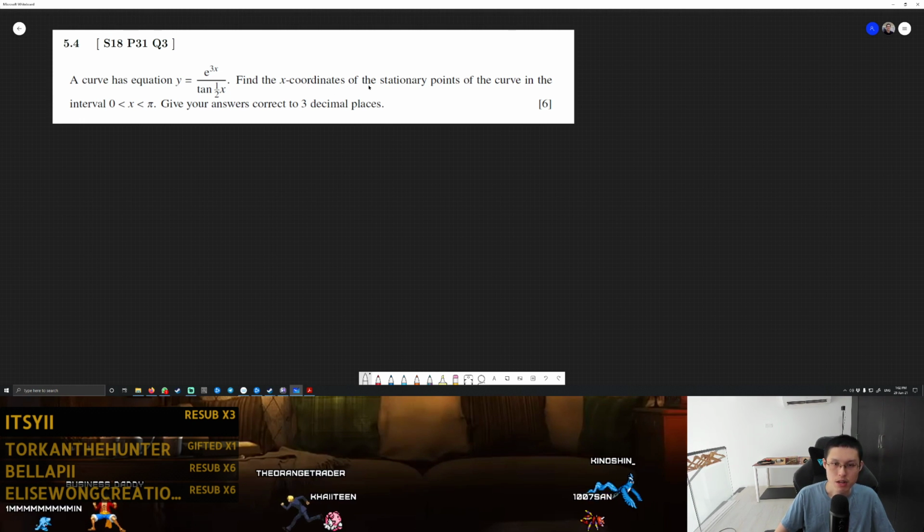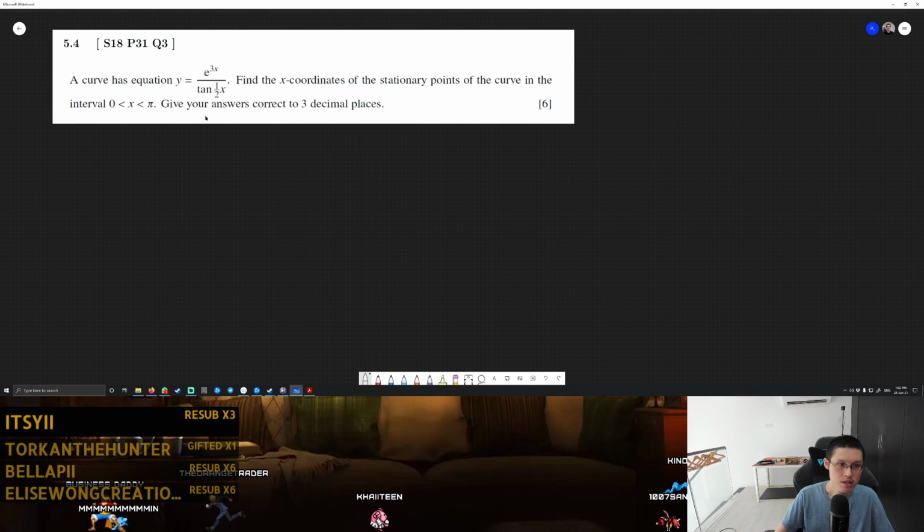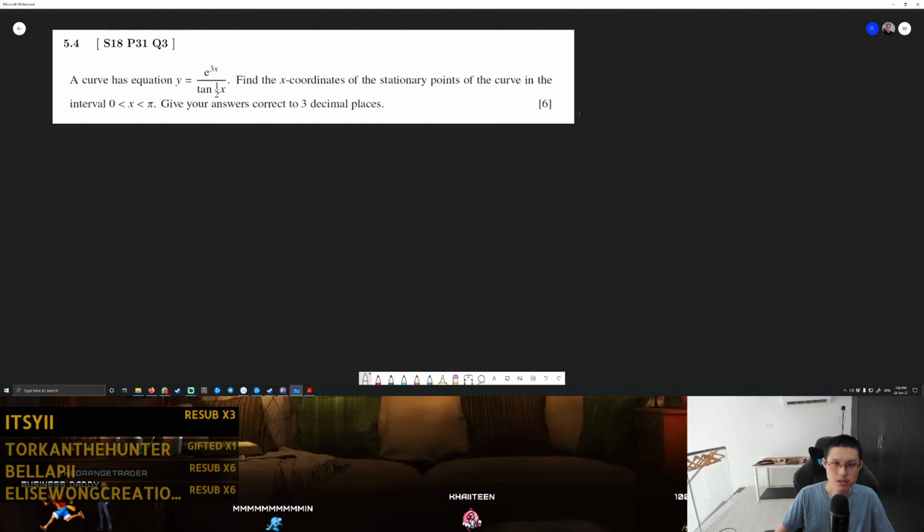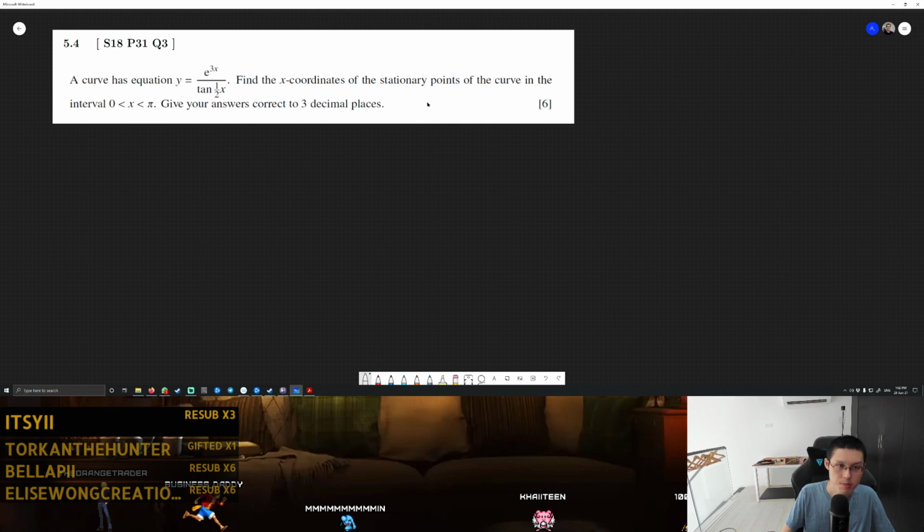Find the x-coordinate of the stationary point of the curve in the interval here. Give answers correct to 3 decimal places. So they want you to find the stationary point. Stationary point means dy/dx equals 0, right? The gradient of the stationary point is always 0. So first we have to differentiate this guy here.